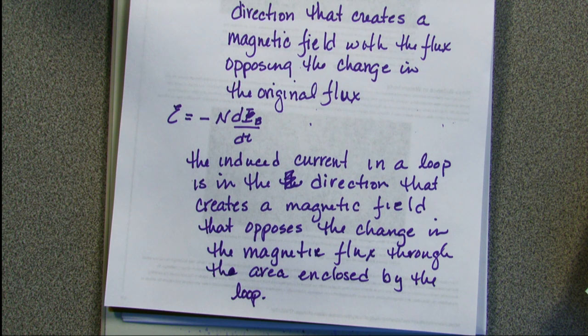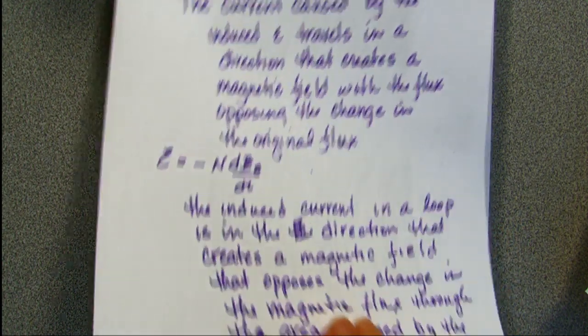So basically, my changing magnetic field creates a current. The current creates a magnetic field which is going to oppose the one that I'm coming in with. So we get a negative sign. And it's really, really cool. All right, I'm going to skip around a little bit, but then we're going to come back and look at a couple of problems.